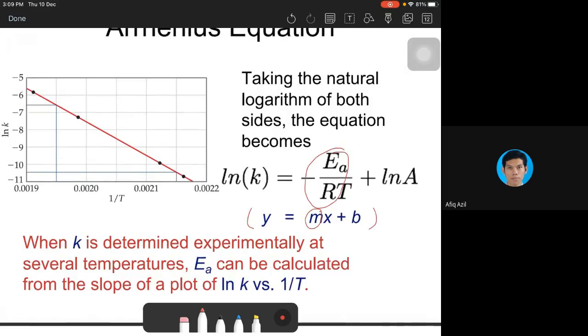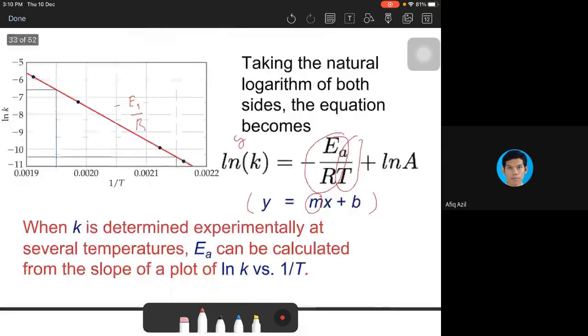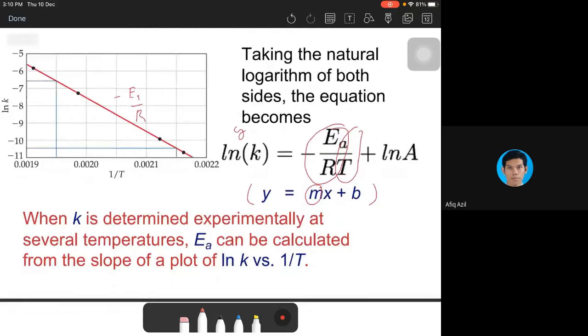So if you plot a graph of ln k, which is Y, versus 1 over T, where 1 over T will be the X, the slope that you get is basically the value of Ea over R. Since R is a constant, the gas constant, you can actually calculate the value of Ea. So when k is determined experimentally at several temperatures, Ea can be calculated from the slope of a plot of ln k versus 1 over T.